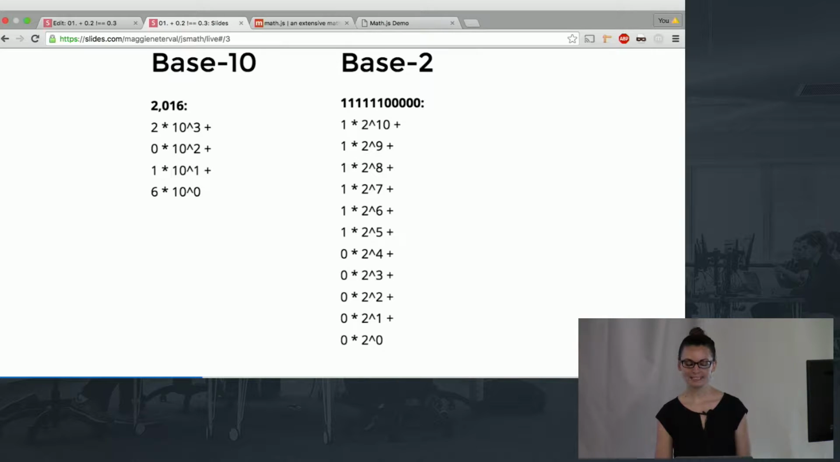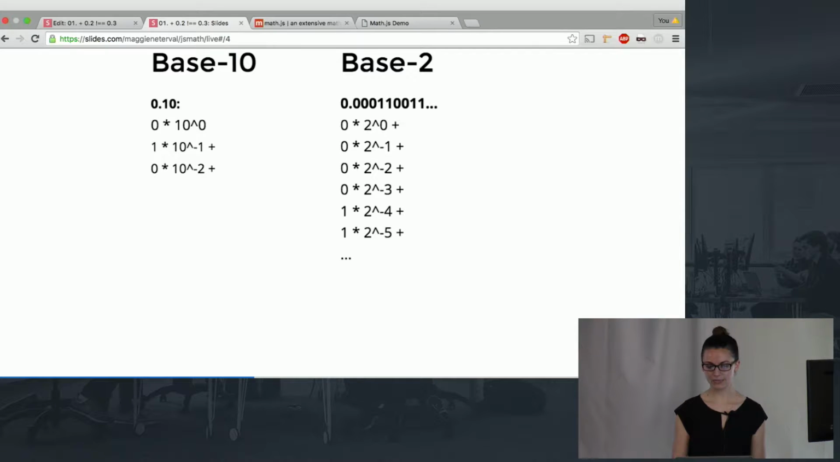So to represent 2016 in both base 10 and base 2, I've laid it out just to clarify. Each part of the digit string is simply the number there, times the base raised to the power of the place of that number in the string. So these are both finite representations. 2016 is representable in base 10 and base 2 as a finite expansion.